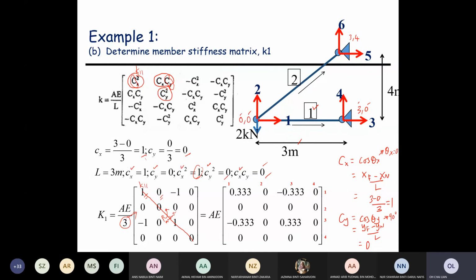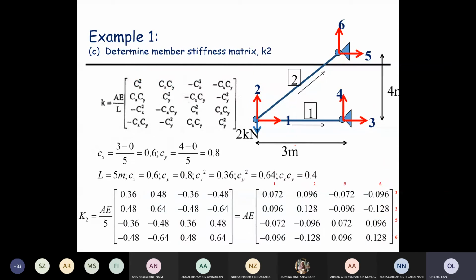Then you need to number the DOF 1, 2, 3, 4. How to do that? This will be Nx, Ny, this will be Fx, and this will be Fy. So we refer to this as 1, 2, 3, 4. This is how you do your member stiffness matrix. And what you are doing here is the global one, you are not doing the local stiffness matrix.